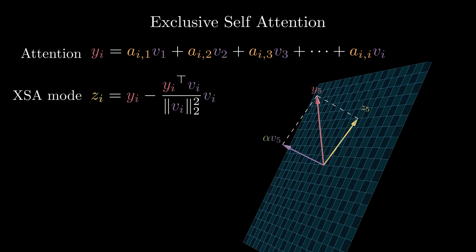And the beautiful thing is that this works regardless of how the attention weights were computed. We do not need to change the query, key, or value matrices. We only need to apply this one geometric correction at the end. Now let's see what this looks like in code.